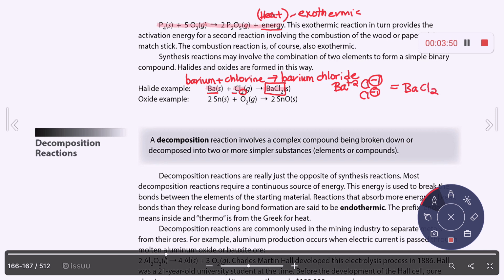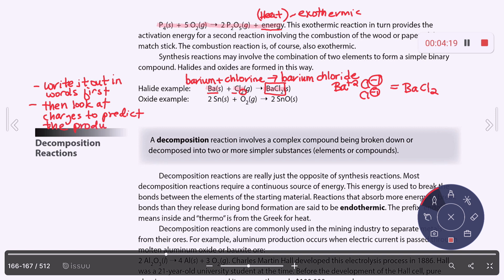Okay, then you would balance it from there. Does this make sense what I'm saying to you? So write it out in words first. Then look at the charges to predict the chemical formula of the product. Okay? Do not look back at the subscripts on the reactants, okay? Okay, let me do one more with you.